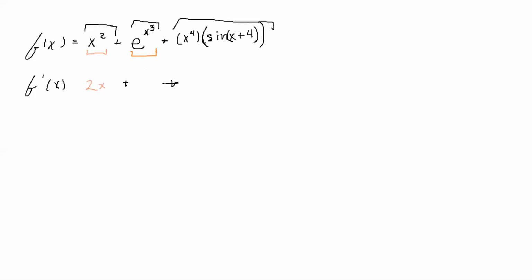Chain rule, exactly. Because we have our x cubed up here and we have our e here. So g is equal to x cubed. F is equal to e to the g. F prime, e to the g. G prime, 3x squared. Yes, thank you, 3x squared. So the derivative of this is going to be 3x squared e to the x cubed.